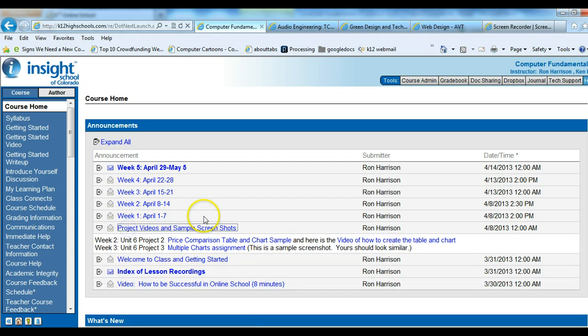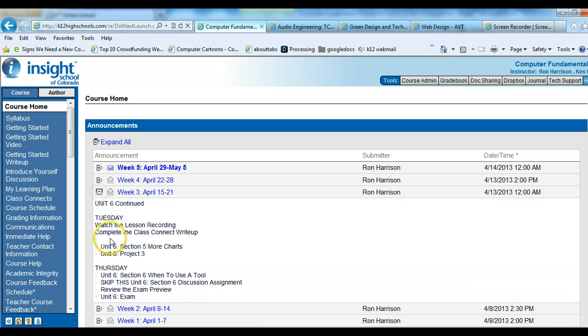I have a link here that's called Project Videos and Sample Screenshots. So you can see here's a sample of the Project 2 work from last week. And here's a video on how to create tables and charts. And here's the screenshot of Project 3 work that you'll be doing this week. So remember, I try to post all these things that'll help you out with doing the work.